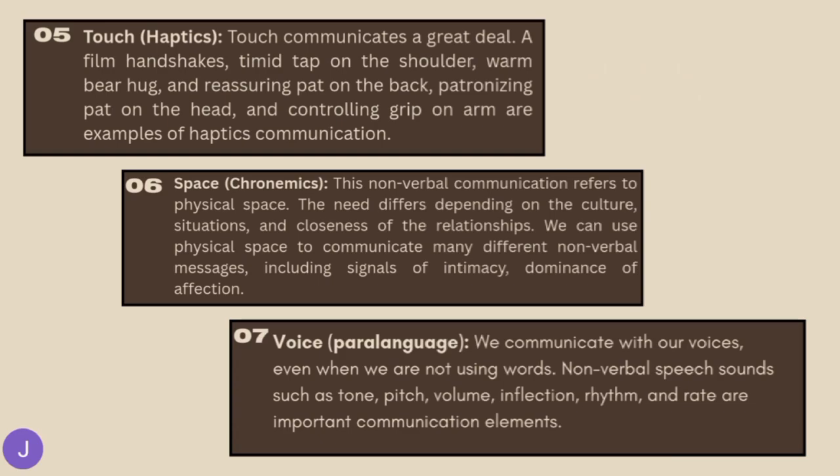Sixth is space, also called chronemics. This nonverbal communication refers to physical space. The needs differ depending on the culture, situation, and closeness of the relationship. We can use physical space to communicate many different nonverbal messages, including signals of intimacy, aggression, dominance, or affection.